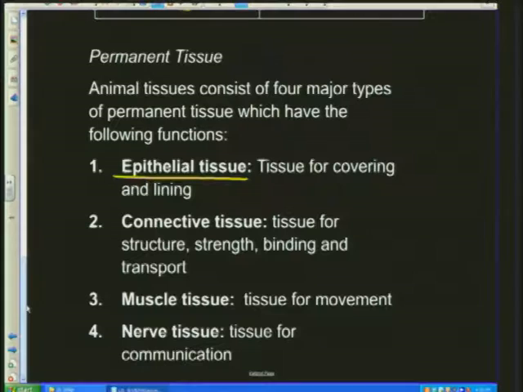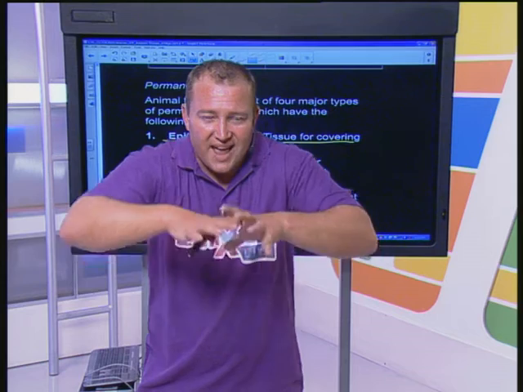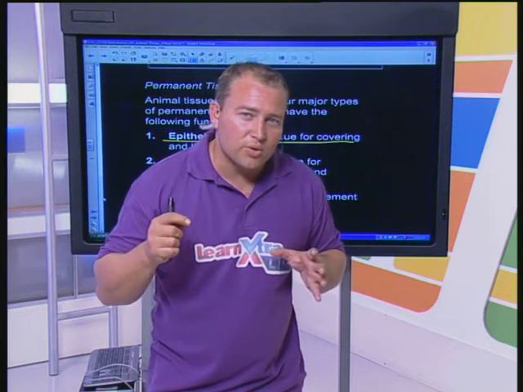So you've got this. It's tissue that covers and lines. So it either covers the different organs or the other tissues, right? It covers it or it lines it. Okay, that's the outermost. That's very important.